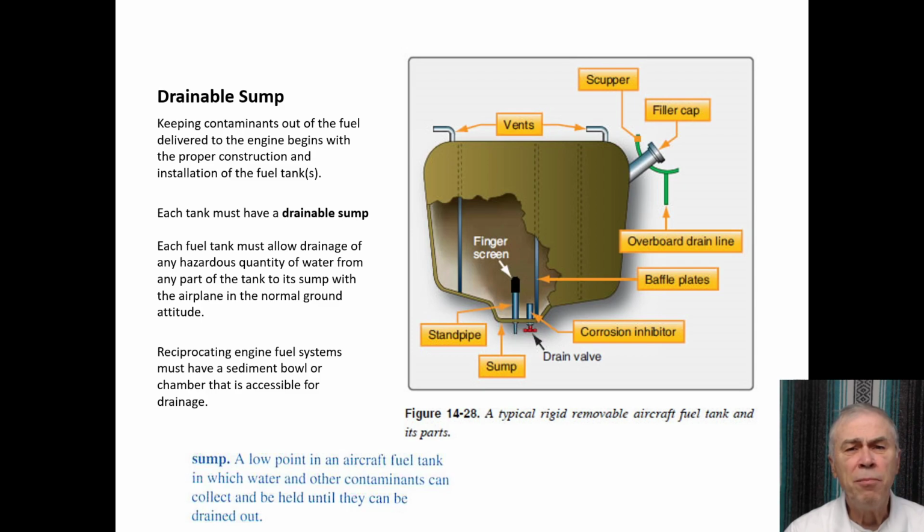There's a drainable sump at the bottom of the illustration. Keeping contaminants out of the fuel delivered to the engine begins with the proper construction and installation of the fuel tanks. Each tank must have a drainable sump. Each fuel tank must allow drainage of any hazardous quantity of water from any part of the tank to its sump with the airplane in the normal ground attitude. Reciprocating engine fuel systems must have a sediment bowl or chamber that is accessible for drainage.